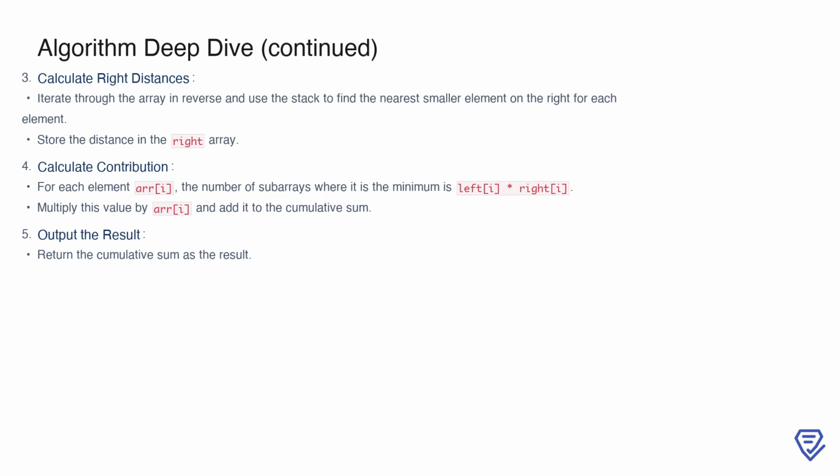total sum. For an element i, the number of subarrays where it is the minimum is given by left[i] * right[i]. We multiply this value by the element itself and add the result to the cumulative sum. After processing all elements, the cumulative sum contains the desired result, which is returned as the output. This optimized approach avoids the inefficiencies of the brute force method, achieving the same result with significantly improved performance.